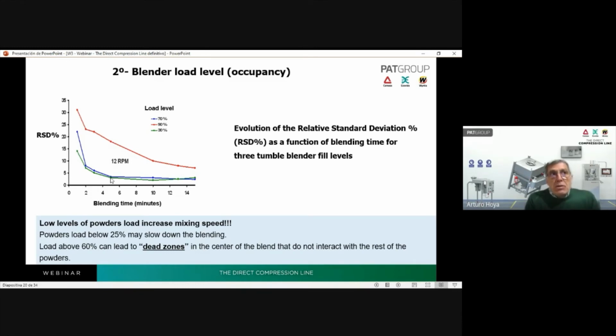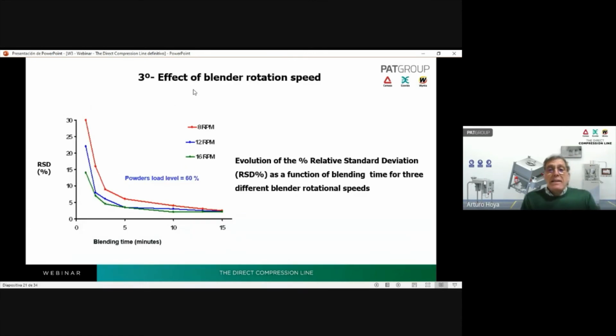So you need at least a chamber that is 30% empty. In this case, the powder will move adequately and the mixing will be fast. This is the impact of the level of occupancy. And the third effect of blending is the rotation speed.